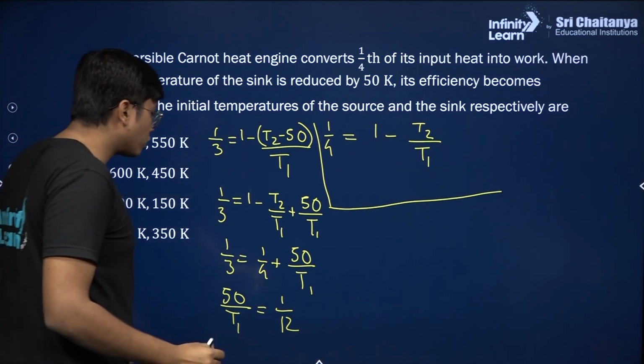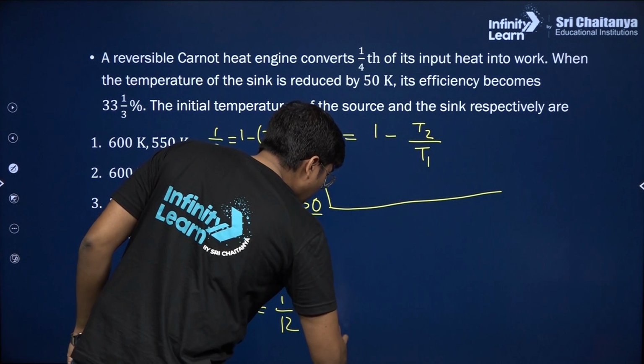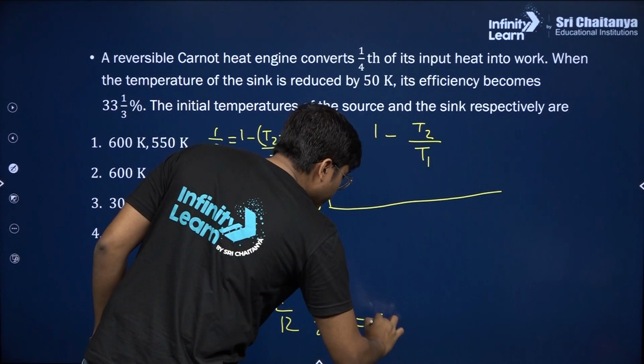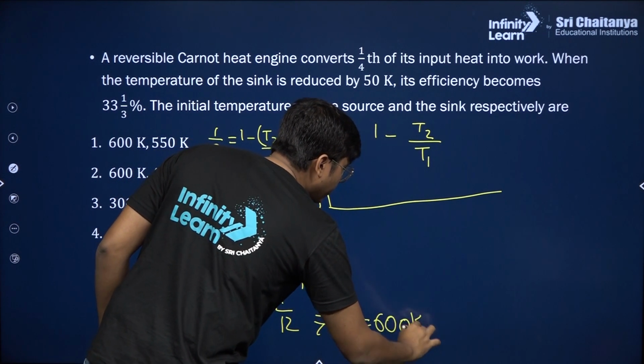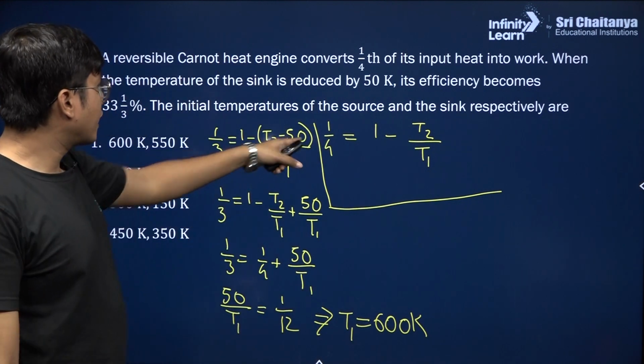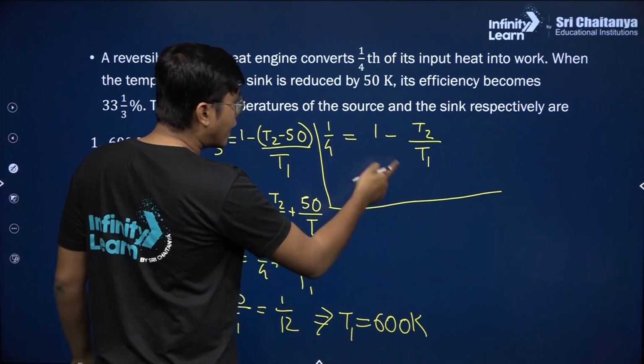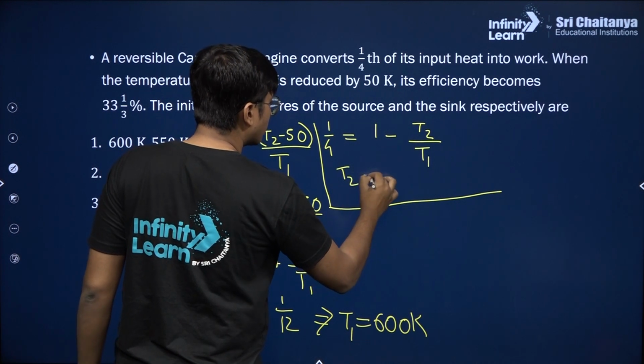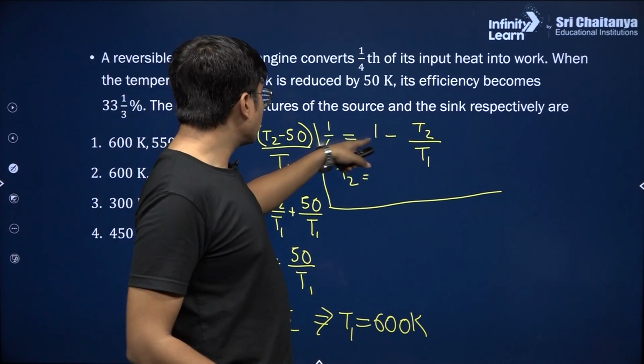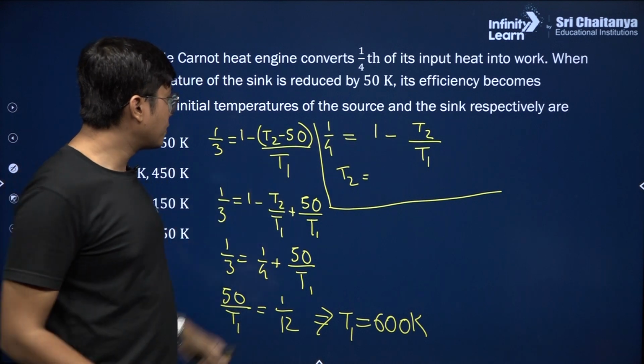So 12 into 50 is going to be 600, which means my T1 is equal to 600 Kelvin. I've got T1 equal to 600 Kelvin. From here I can also get that my T2 will be equal to 1 minus 1 by 4, that is 3 by 4, cross multiply the T1.